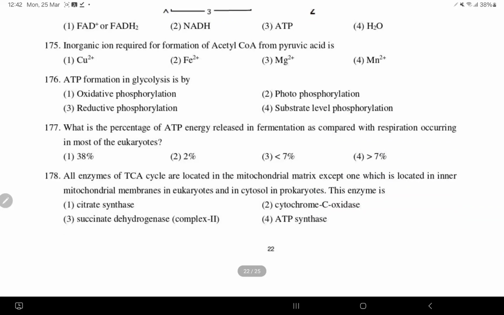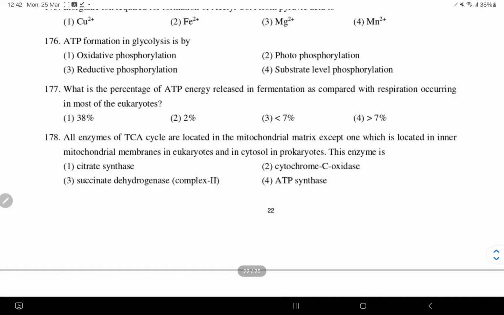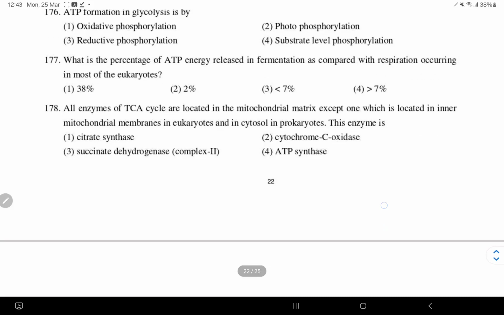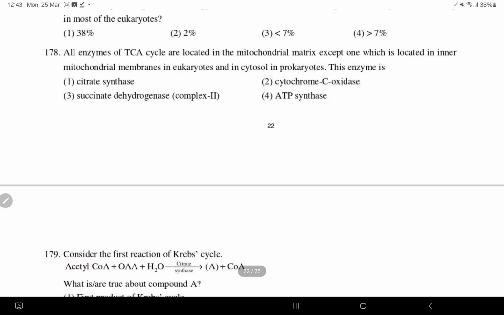Inorganic ion required for the formation of acetyl-CoA from pyruvic acid is magnesium. So third one. ATP formation in glycolysis is by substrate level phosphorylation. Option 4. Which is the percentage of ATP energy released in the fermentation as compared to cellular respiration? See, that is less than 7. So option 3.